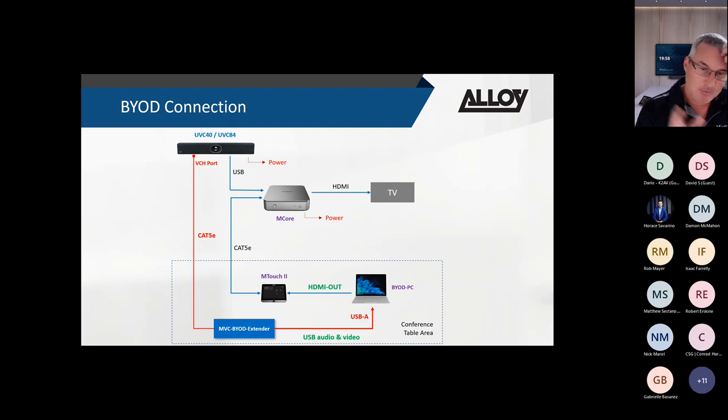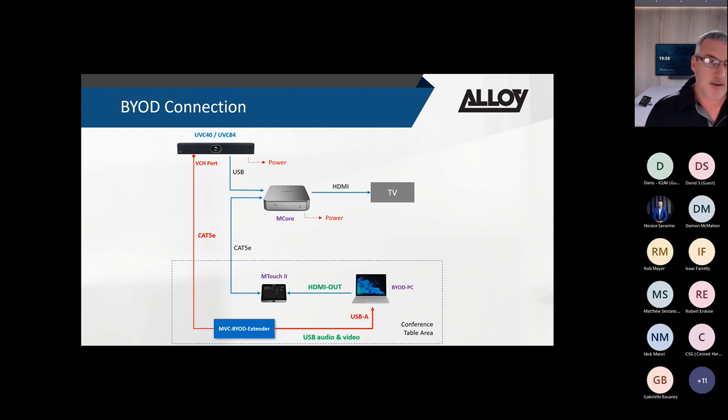Now, if, again, same as the Android bars, if we're using additional wired mics and speakers, then all we need to do is add a PoE switch, and then we connect that BYOD extender to the PoE switch. Now, with the Windows-based systems, when we need to connect the BYOD extender to our PC, this is actually a two-cable connection. So the MVC BYOD extender, what that's doing is we connect that via USB-A to our PC, and that's giving us connection to the peripherals. It's giving us connection to our camera, our mic, and our speaker.